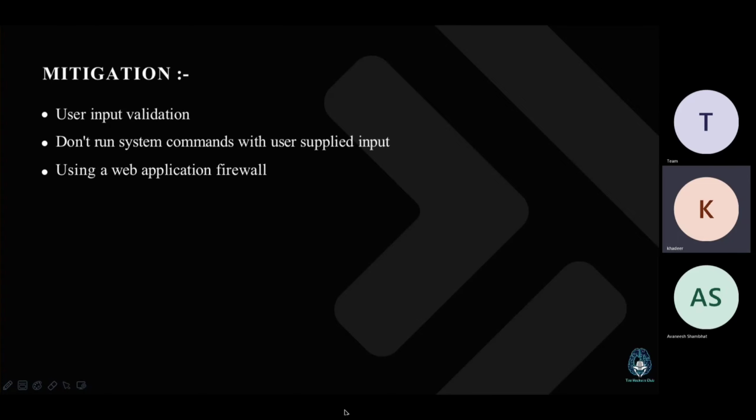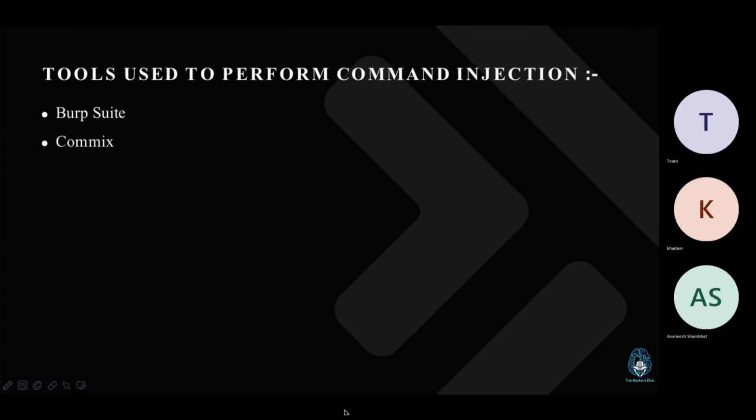Now coming to the mitigation, user input validation. As a developer, we have to validate the user input. Don't run the commands with user-supplied input, because a user can do many things like delete confidential files or update his files on the web application. And the third one is using a web application firewall. So yeah, that's all about the mitigation. So if you talk about the tools used to perform command injection, Burp and Commix. So yeah, that's all about the theoretical part.